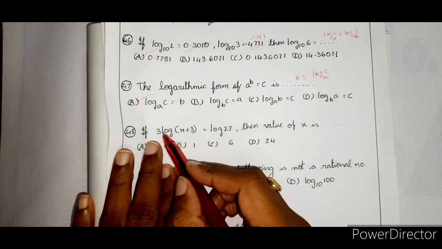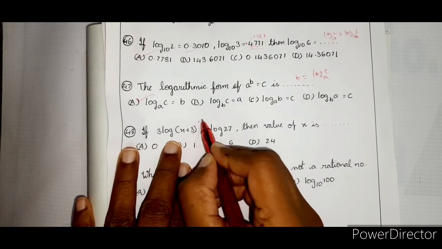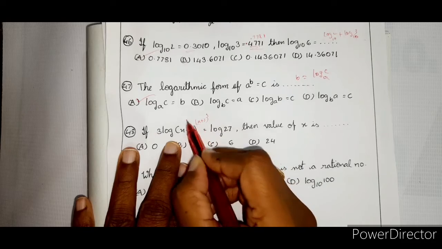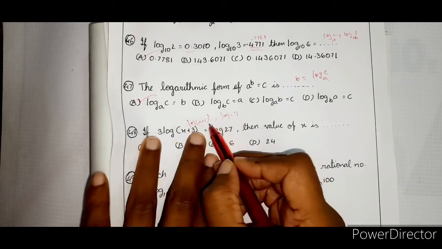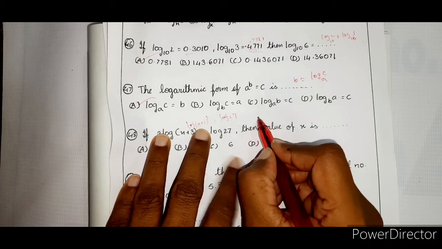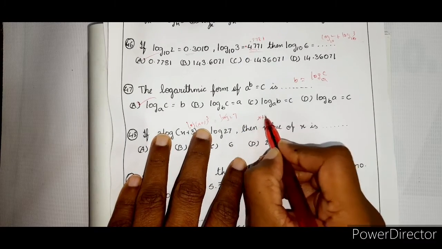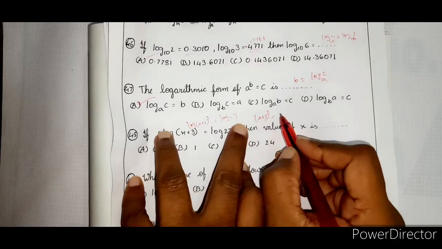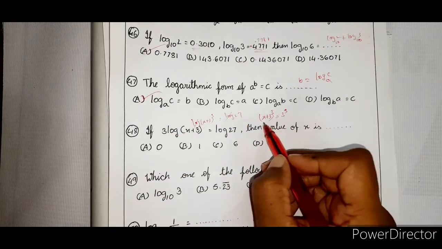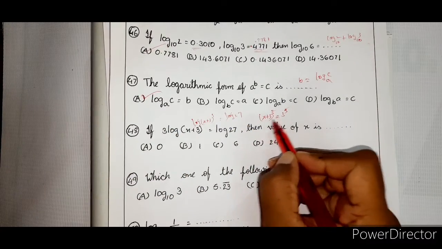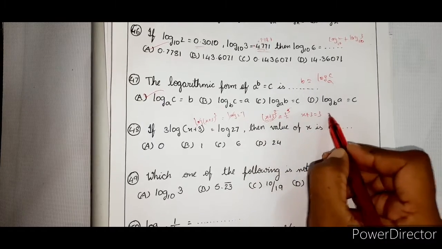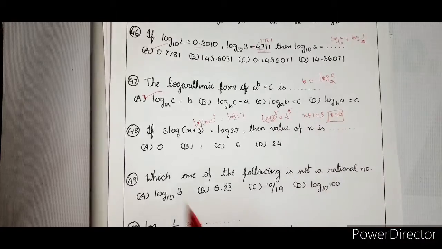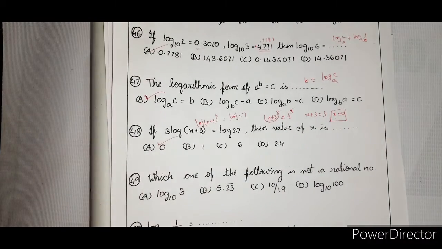This one you have to think a little bit again. 3 log x plus 3 is x plus 3 whole cube. Log of x plus 3 whole cube is log 27. Removing log on both sides, x plus 3 whole cube is equal to 27, which is 3 cube. Now powers are the same, so the bases are equal. X plus 3 is equal to 3, so x is equal to 0.